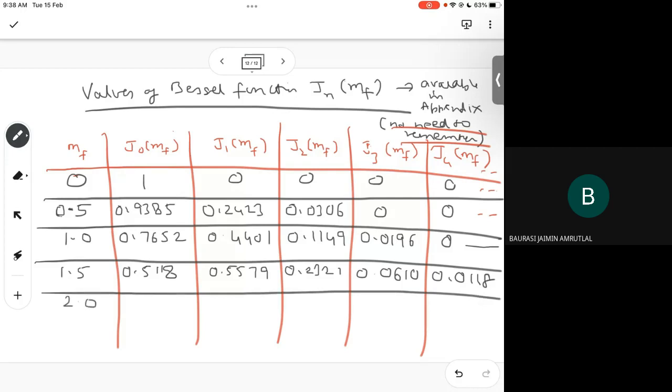2 is 0.2239, 0.5767. I particularly took this case 2, there is another reason for that. 1289.034. If you see here now, it has increased. J0 is 0 and J1 has become much more than the J0 value. So that is also possible.